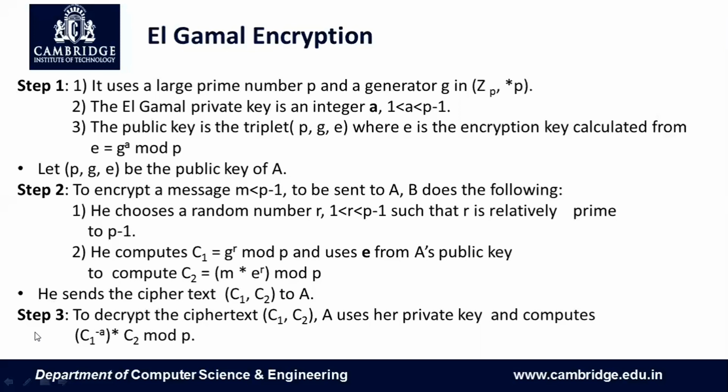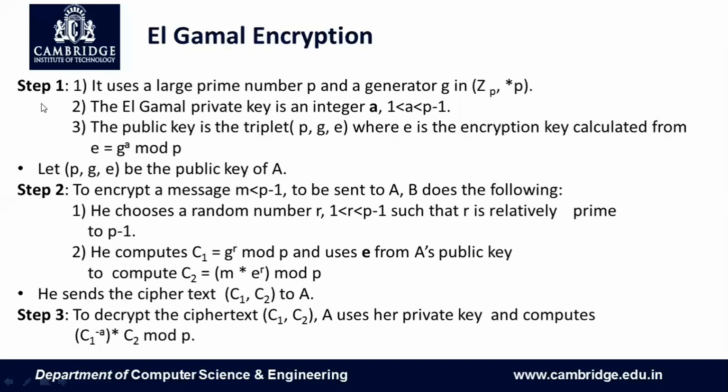Next, the third step is decryption. In order to decrypt the ciphertext received from Bob, Alice uses the private key and computes C1 to the power of minus A, where A is the private key, times C2 mod P, and recovers the message sent by Bob. These are the three steps we are going to perform in ElGamal encryption.